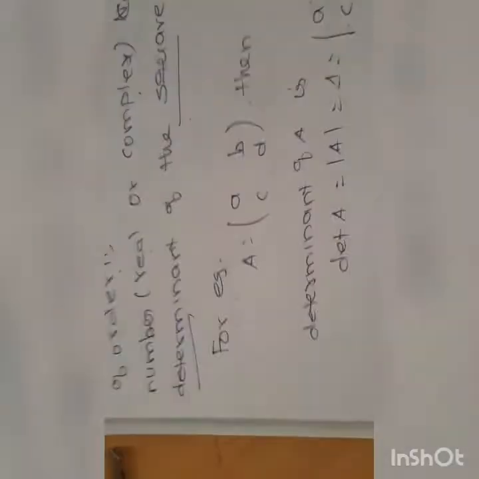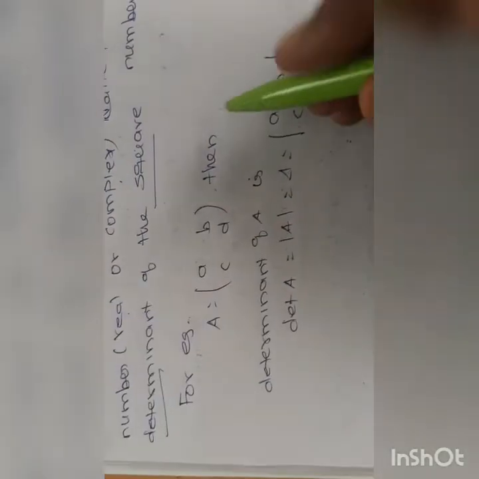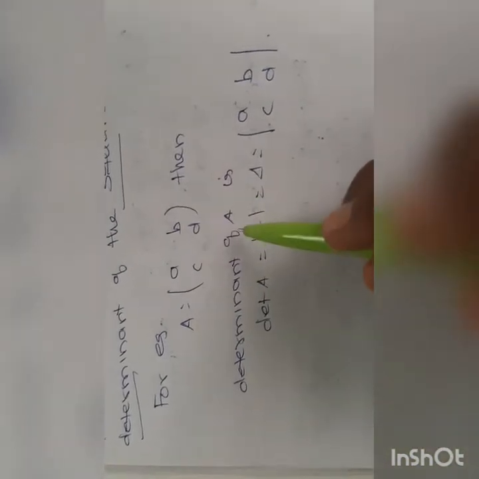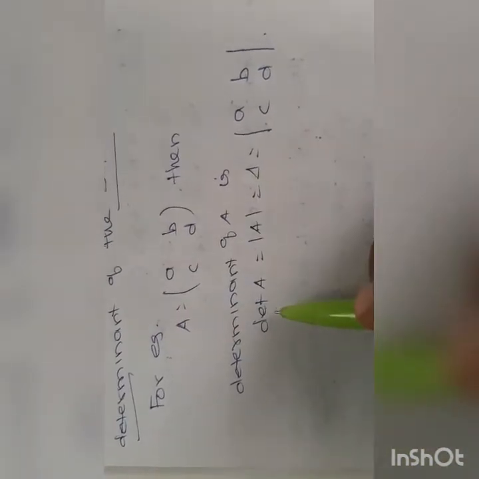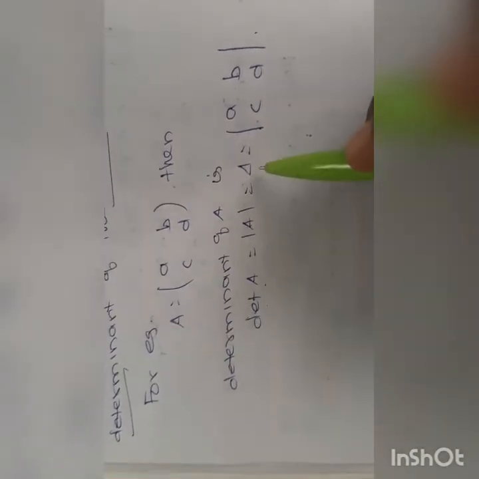The determinant is applicable only to square matrices, not other matrices. For example, I am taking a matrix A with entries a, b, c, d. Then the determinant of this matrix is a real number. The value of the determinant of A can be written as det A, determinant A, or delta.